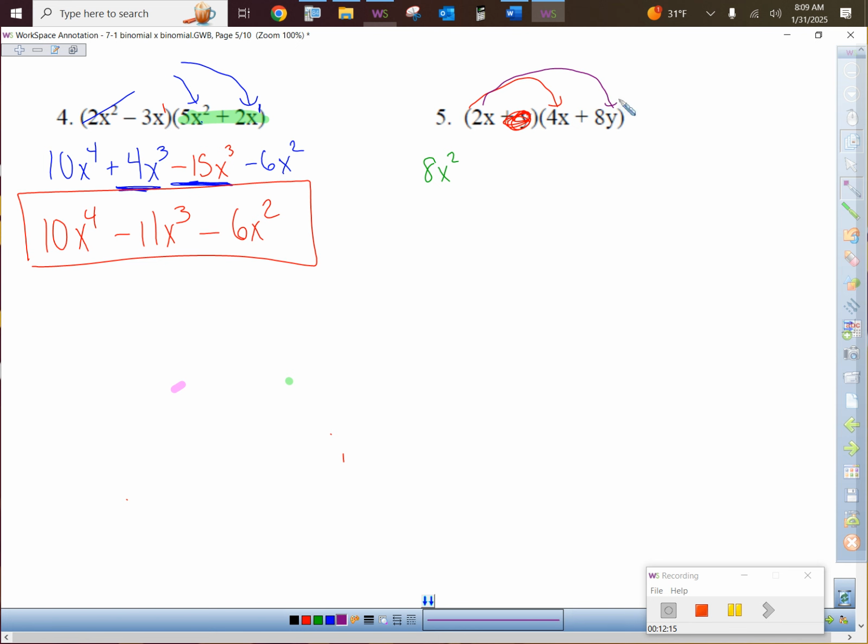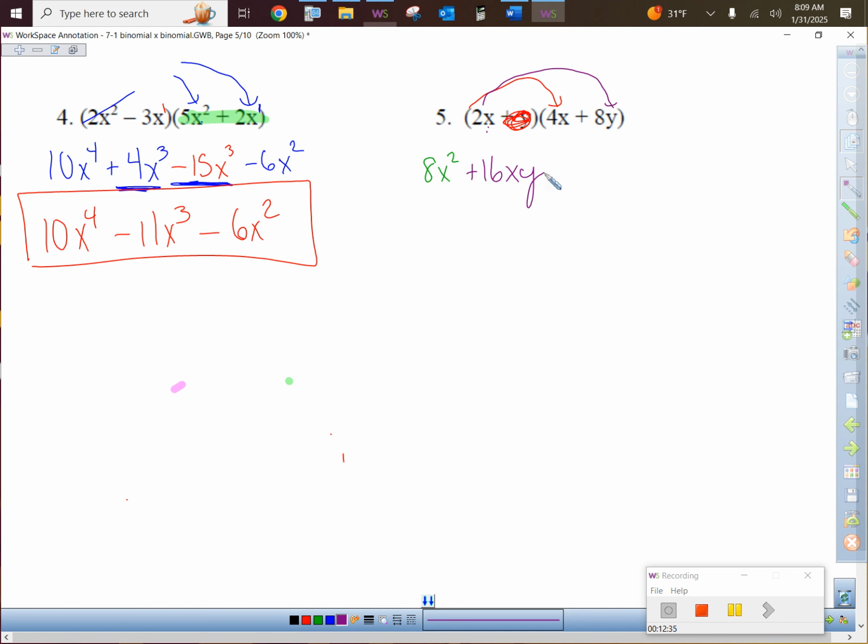2x times 8y. Here we go. Number times number. What would you get? A positive 16. X's times x's. Well, this guy's got x's, but this guy does not. But the x's can't just go away, so they're there, right? And then this guy's got y's, and this guy does not, so the y's can't disappear, right? You cool, it's got to be 16xy. Awesome. Now, watch this move.